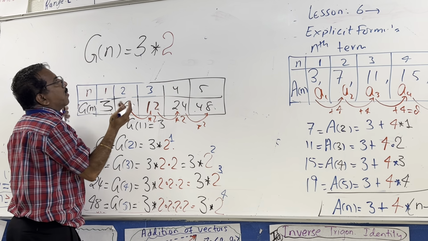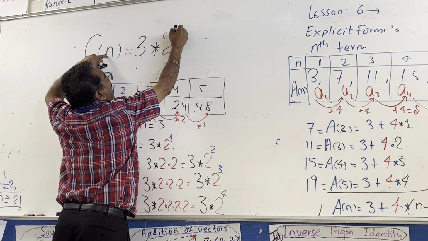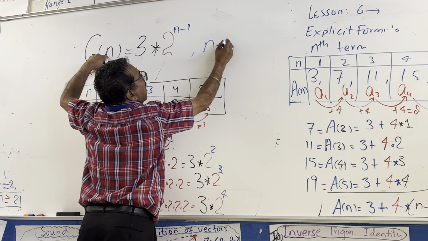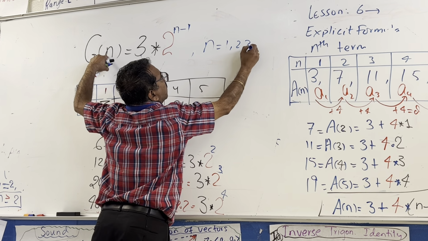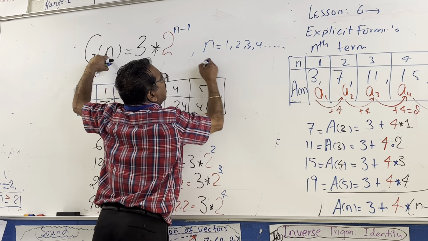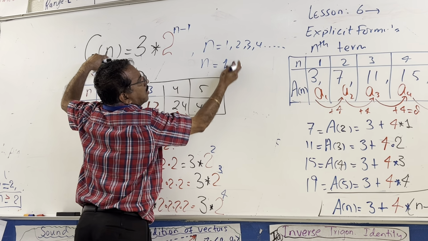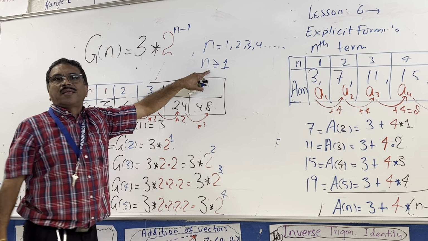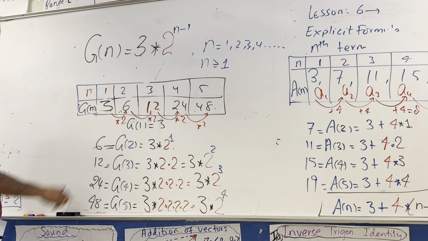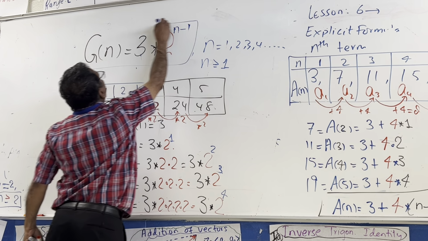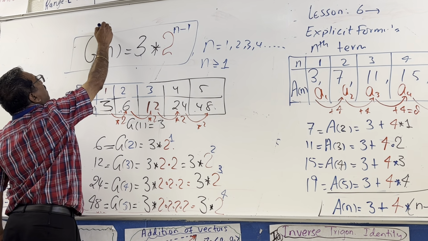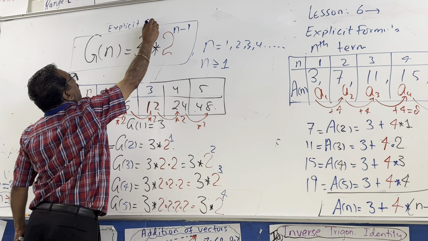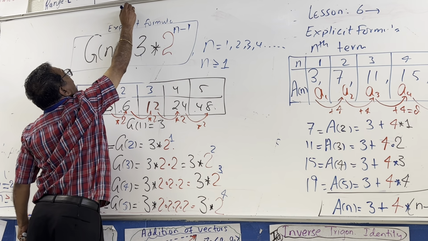But how many times do I multiply? 1 less. So you put n minus 1. And here you say, okay, which n? All the n's, position 3, 4, like this. And you say, okay, not just 1, but also bigger than 1, n greater than or equal to 1. So that's the symbol to be used. And this is the beautiful formula, or we could call it explicit formula, or it is also called nth term.